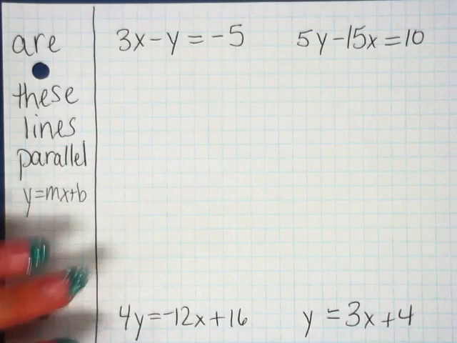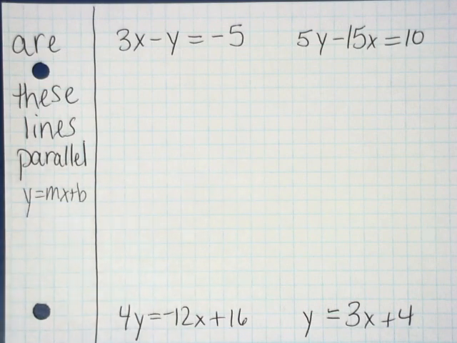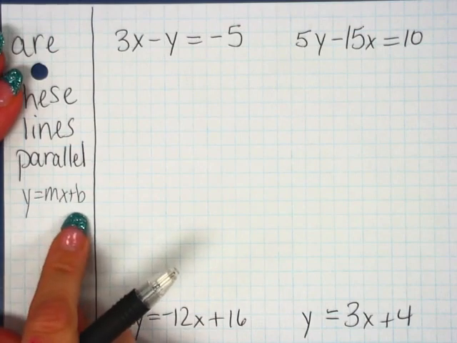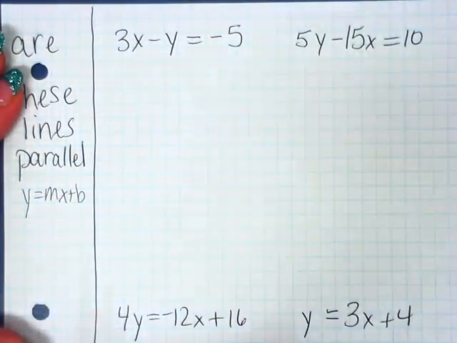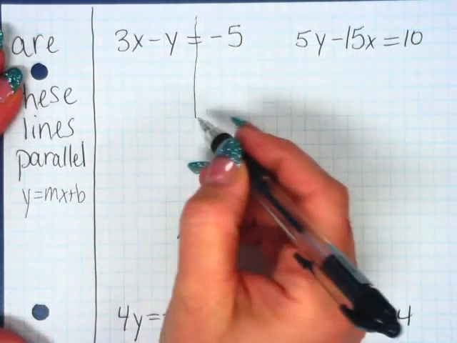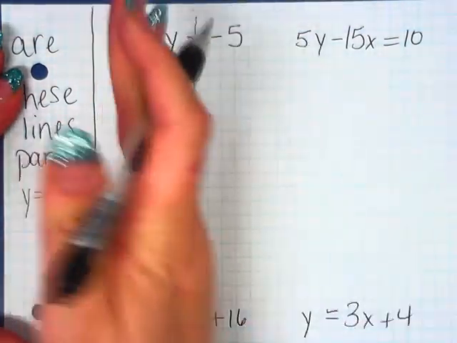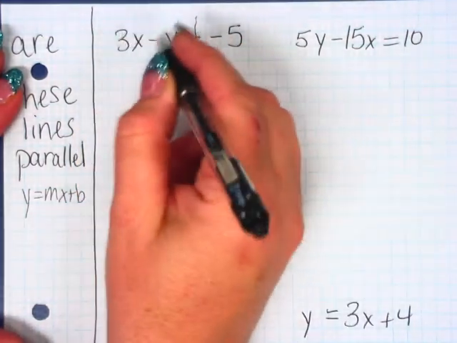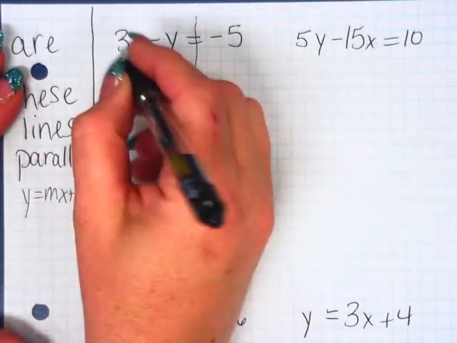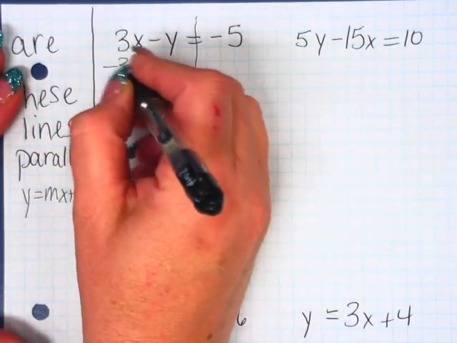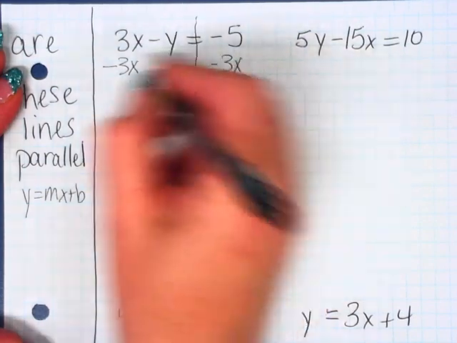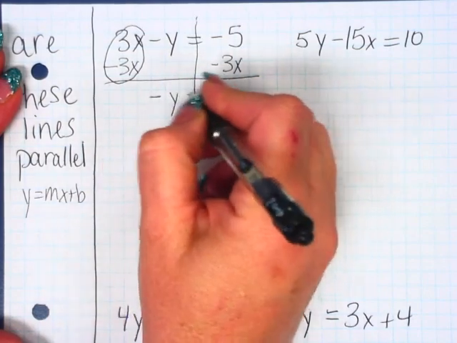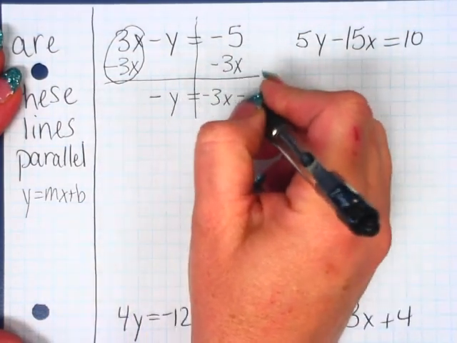Okay, so now we need to find out if these lines are parallel. Using the slope and the y-intercept, we can determine that. So first we want to get into y equals mx plus b form. So we're going to solve our equation for y, get the y by itself. We're going to draw a mirror, and we're going to do opposite operations. So we want to get rid of the 3x. The opposite would be subtracting 3x from both sides of the mirror. This gives me the 0. And here you have negative y equals negative 3x minus 5.